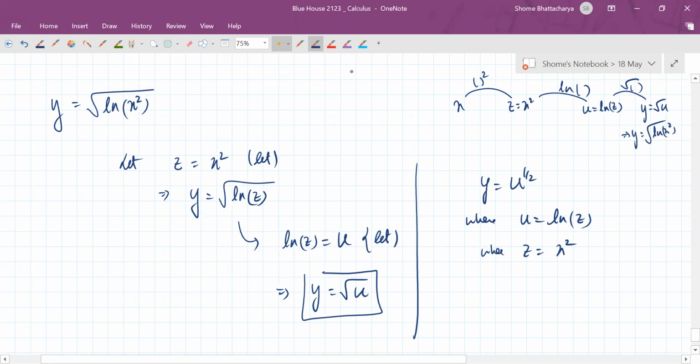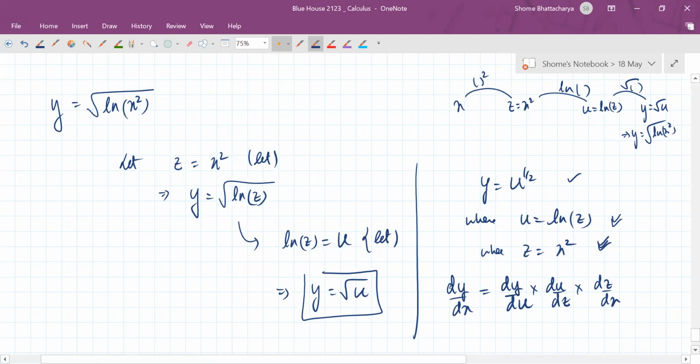So now when I use chain rule, because y depends on u, u depends on z, and z depends on x, I'll have to use three steps in my chain rule. It is dy by du, because y depends on u, into du by dz, because u depends on z, and into finally dz by dx, because z depends on x. So this is like an extension of the chain rule.